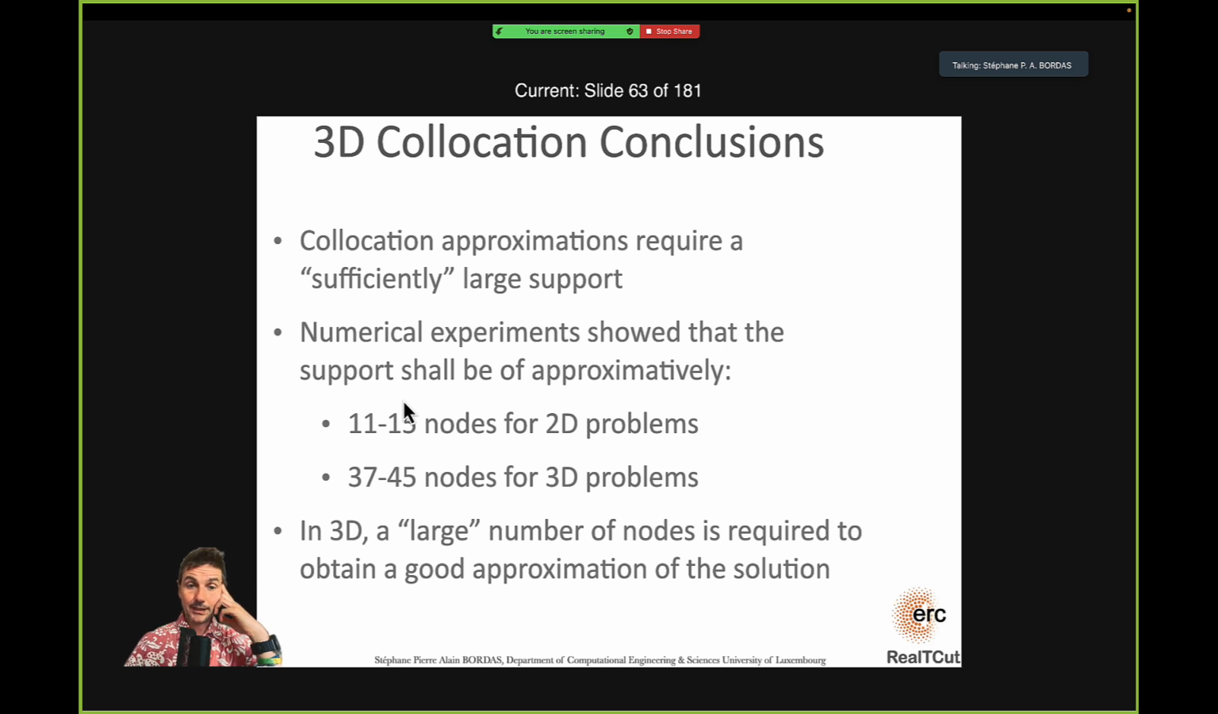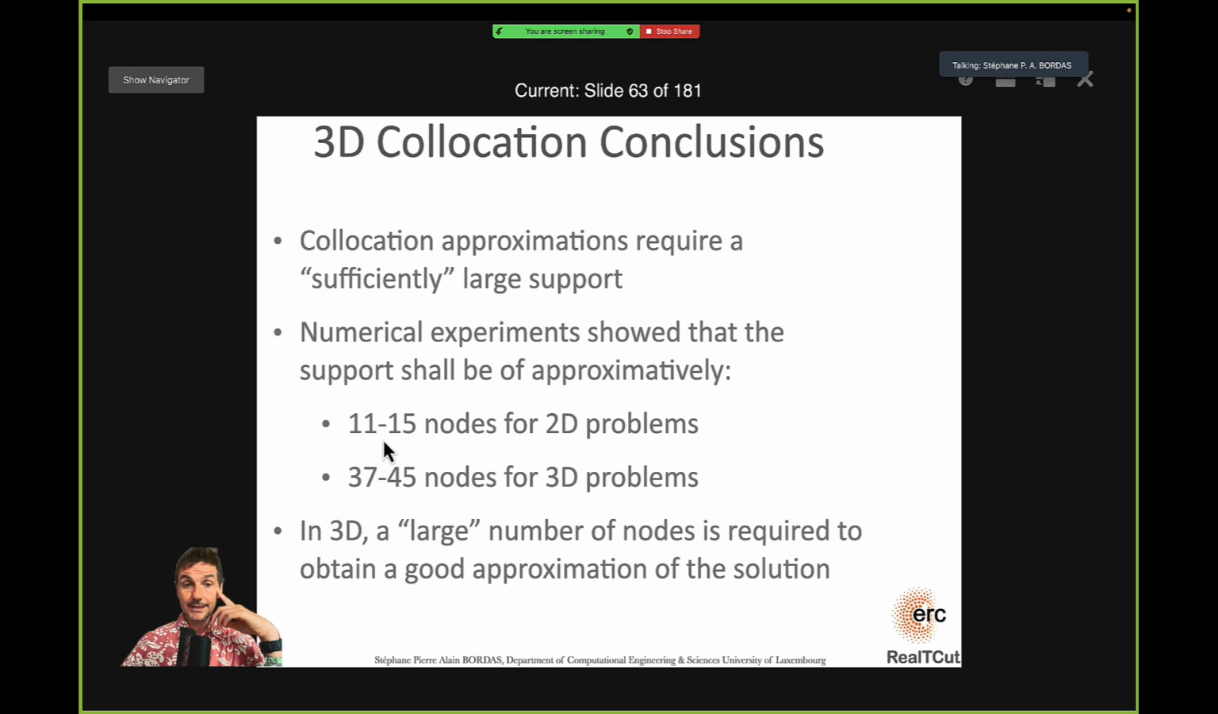And yeah, so now let's look at some conclusions. First of all, we need a sufficiently large support, but also not too large a support, because otherwise we end up with a huge bandwidth, and this is not stable. And this is also time consuming in terms of memory.